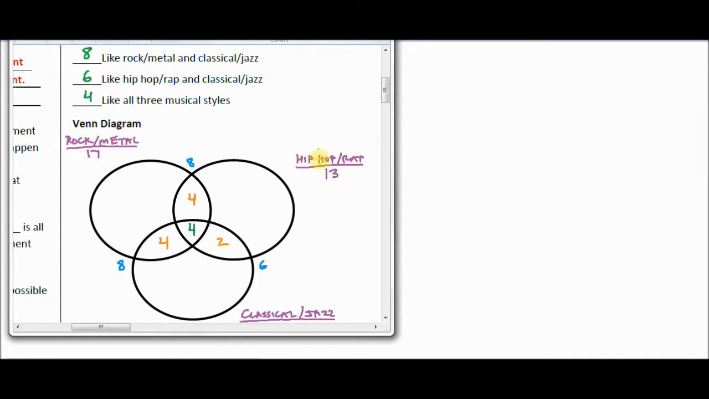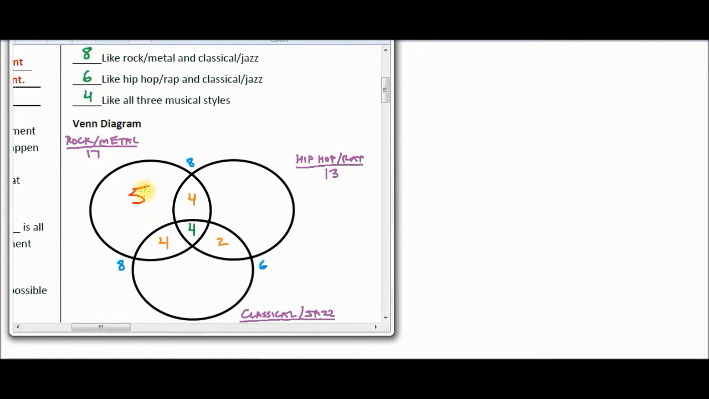The last step now is to figure out what goes in our main circles. Here's the cool part about this. We know 17 people like rock metal, and of those, we've already accounted for 4, 4, and 4. Those are all in our rock metal circle. So 4 plus 4 plus 4 is 12. 17 minus 12 is 5. That means only 5 are left.